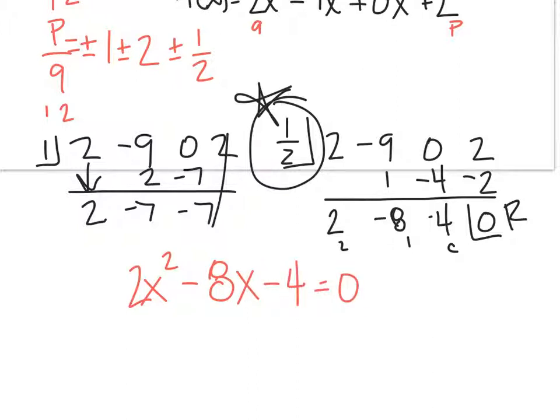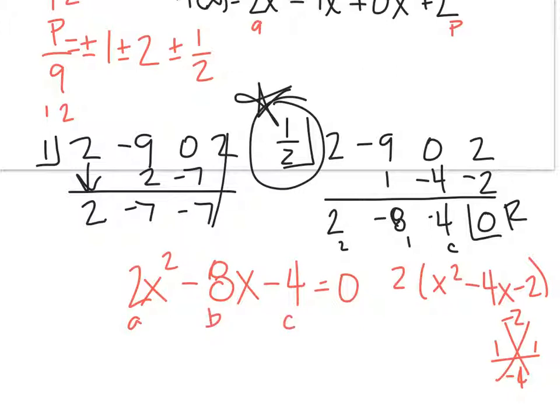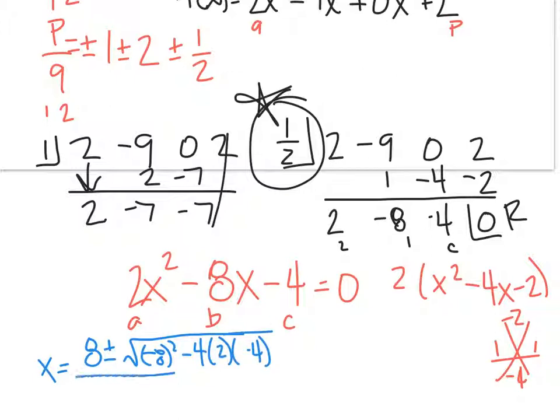If I try to factor this, I take out a GCF of 2, which leaves me with x squared minus 4x minus 2. And if you try to do the star, there are no 2 numbers that multiply to -2 but add to -4, which means I have to use the quadratic formula. So I have x equals the opposite of b plus or minus the square root of b squared minus 4 times a times c, all over 2a.